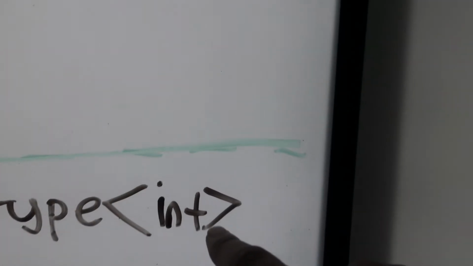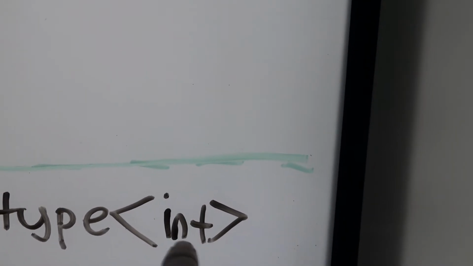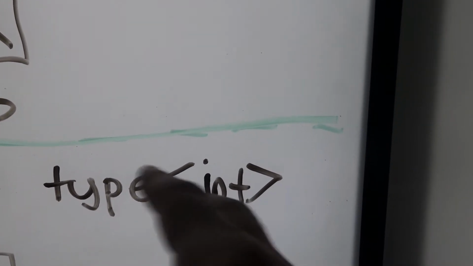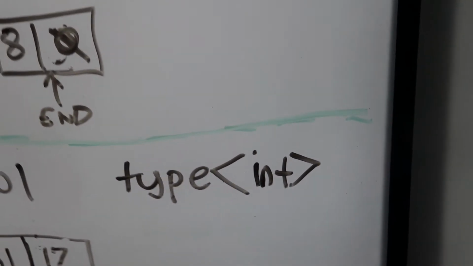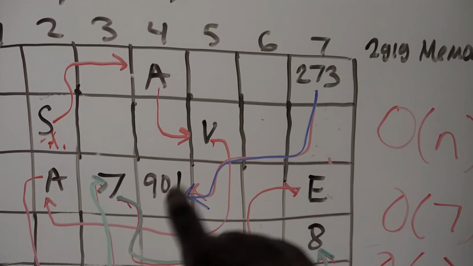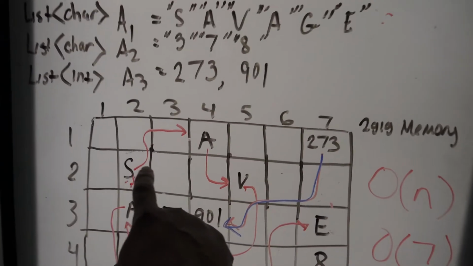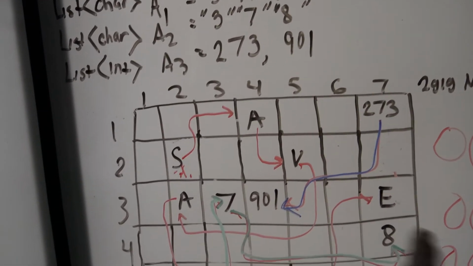And it's going to have type integer. That just means that these values can be manipulated mathematically. So they are not symbols. These are real numbers. And this is where it's at in memory. That's the 273 pointing to the 901. And you can see their locations.